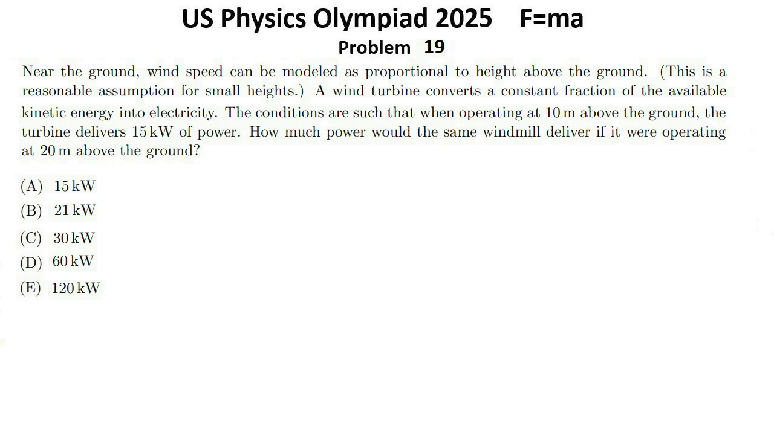Solution to problem 19. By assumption, at 20 meters, the wind speed will be doubled. We're asked to find how the power of the turbine scales with wind speed. The energy that's available to be extracted over a small time interval is the product of the mass of air that flows past the turbine, and the kinetic energy per unit mass of the air. The mass of air scales as V, and the kinetic energy per unit mass scales as V squared, so the total scales as V cubed.